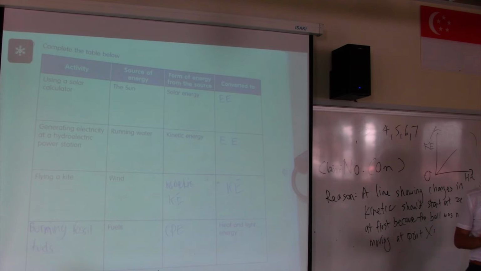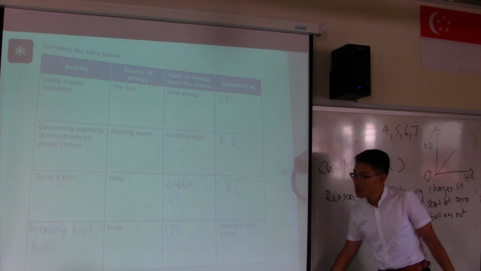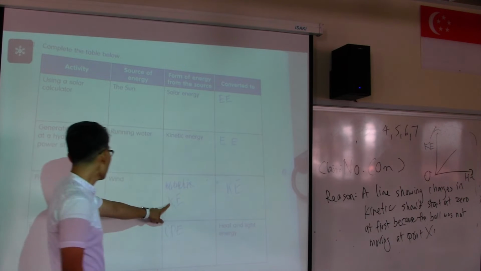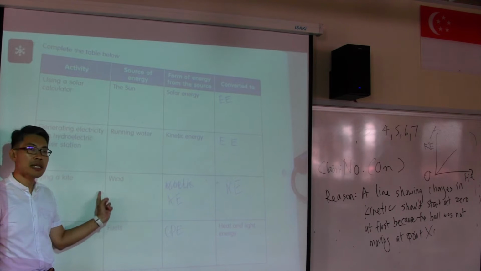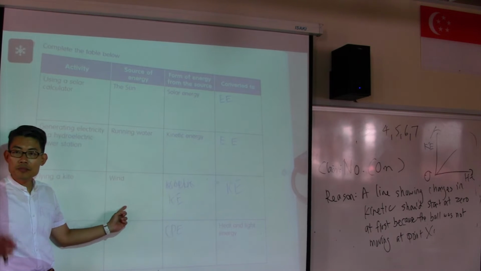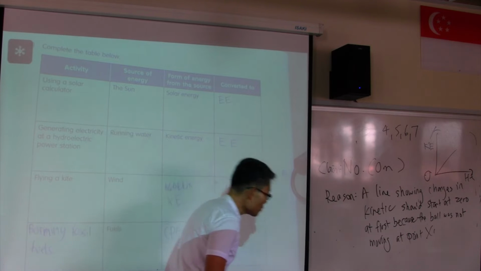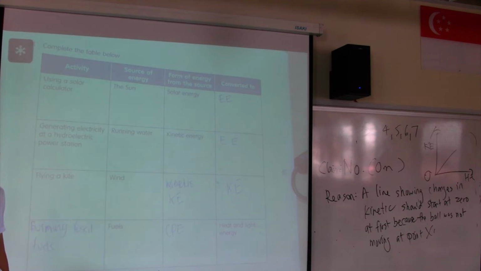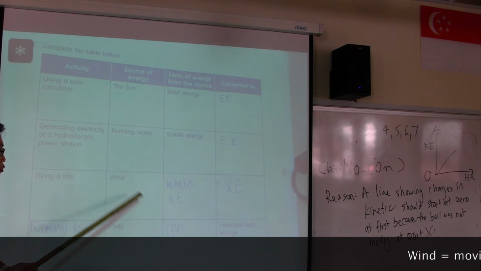You go back and advise your tutor. You may go around telling other students it's okay to write wind energy, then they will suffer in school tests. Right? So here, it is kinetic energy of the wind. Okay, can someone give me the meaning of wind again? Wind, yes. Moving air. The idea is, whenever you see moving air, you know that there's kinetic energy involved. Moving air.